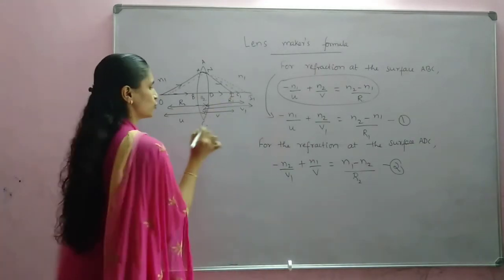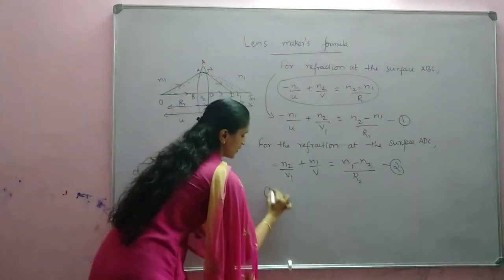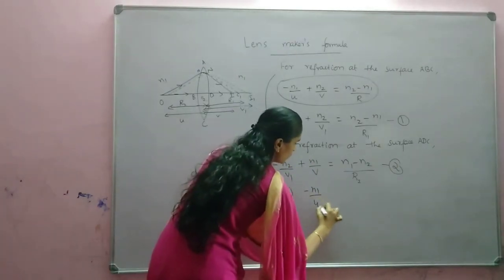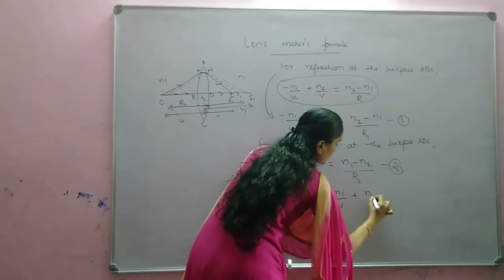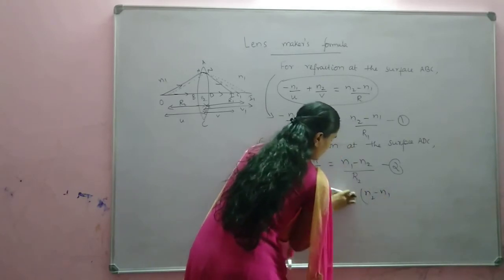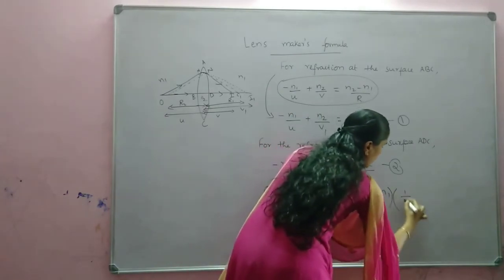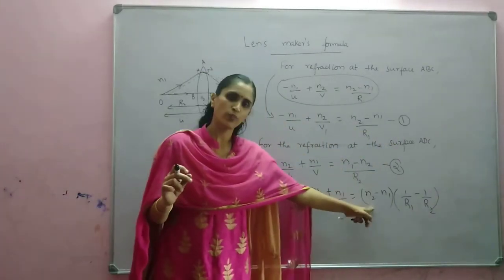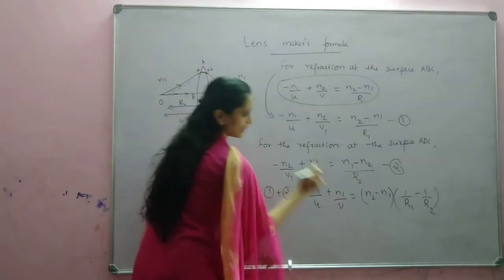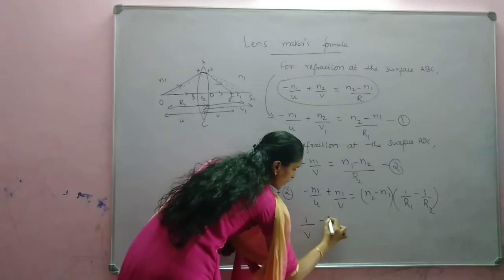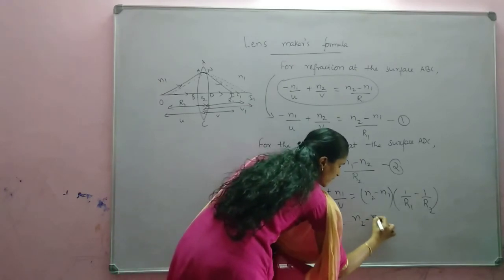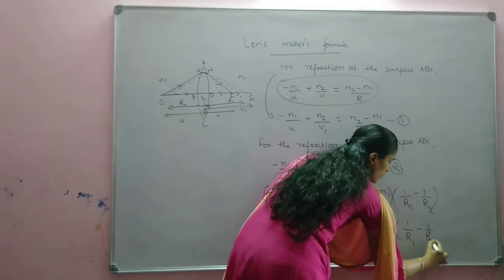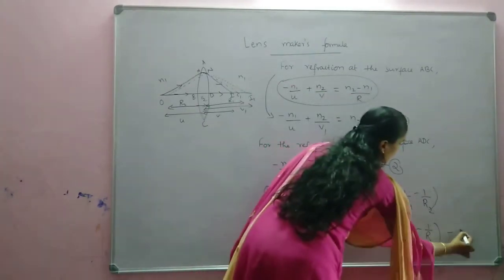So if we add 1 and 2, what will you get? N2 by V1 will get cancelled. You will get minus N1 by U plus N1 by V is equal to N2 minus N1 into 1 by R1 minus 1 by R2. Here N1 minus N2 is there. If we take the minus sign, it will become N2 minus N1. N1 can be taken to the other side. So what you will get? 1 by V minus 1 by U is equal to N2 minus N1 by N1 into 1 by R1 minus 1 by R2. This is our third equation.